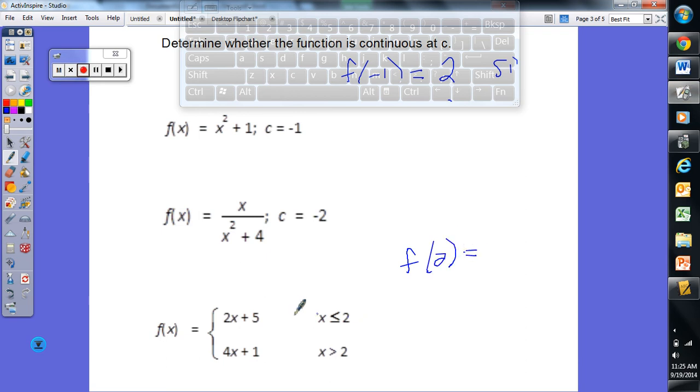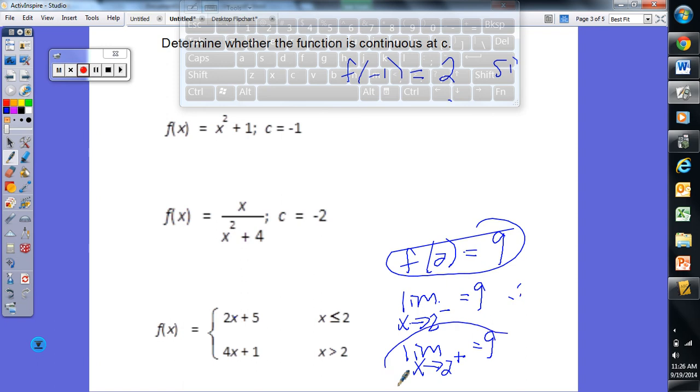Well, f of 2 I would evaluate in the top because it's when it's equal to 2. 2 times 2 is 4 plus 5 is 9. The limit as x approaches 2 from the left, I'm going to evaluate up here, so that's 9. The limit as x approaches 2 from the right, I'm going to evaluate in the bottom because this is where numbers are bigger than 2. That's also 9. So yes, this function is continuous because f of 2 equals the limit as x approaches 2.